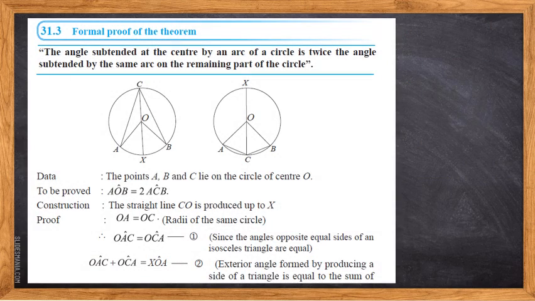Then let's look at the proof of this theorem. Formal proof of the theorem. The theorem is the angle subtended at the center by an arc of a circle is twice the angle subtended by the same arc on the remaining part of the circle. අපි මොන කොයි හරි arc එකක් සලකපුවාම center එකට ඇඳින angle එක center එකට ආපාදනය වෙන angle එක ඉතුරු වෘත්තයේ ඉතුරු කොටසට ආපාදනය වෙන කෝණය වගේ දෙගුණයක් කියලා අපි පෙන්වන්නයි ඕන.